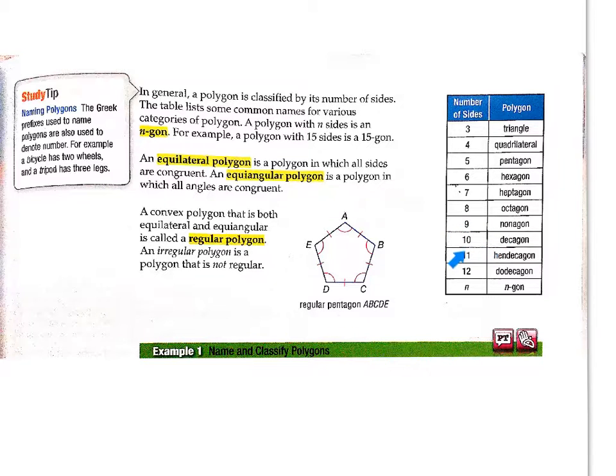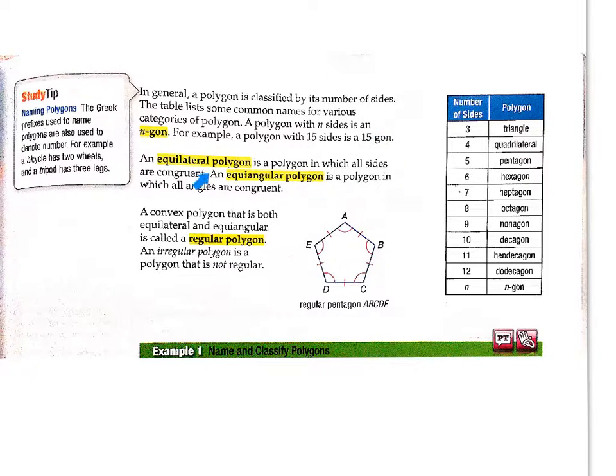Octagon, nonagon, decagon, hendagon. It's actually hendecagon. That's hard to say, hendecagon. Dodecagon, and anything over 12 is named by whatever it has. So it would be a 13agon, a 15agon, you see up here.